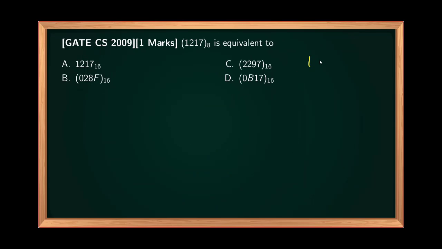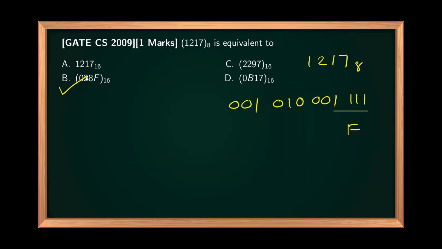The given number 1217 base 8 can be expanded as 001 010 001 111 in binary. To convert into hexadecimal, I should branch 4 digits at a time, F.